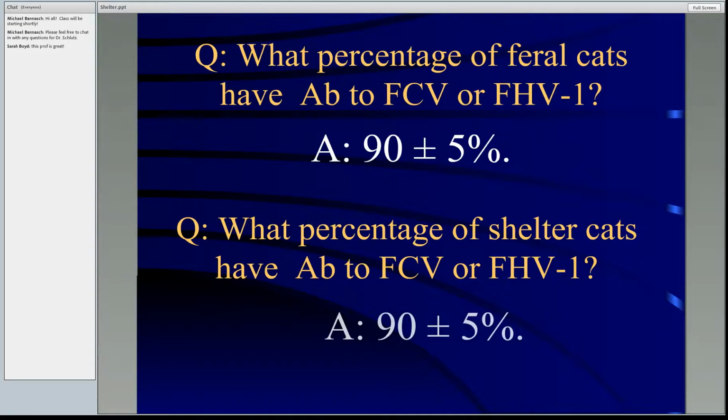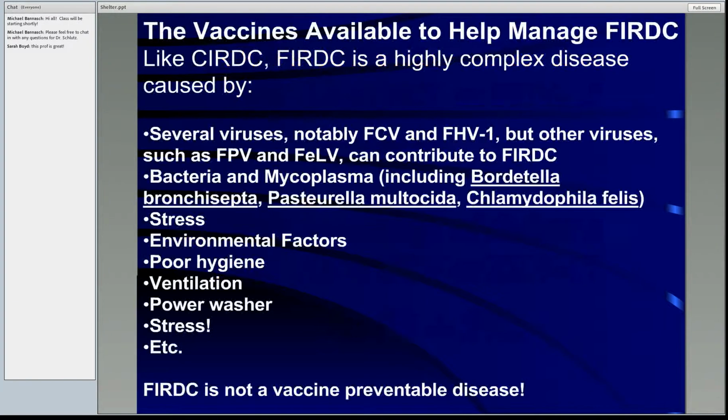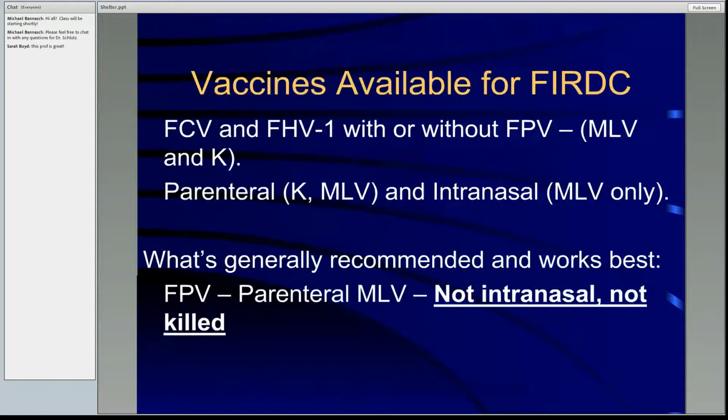So what percentage of shelter cats have antibody to calicivirus? About the same as to herpes. And believe me, they weren't vaccinated. They were able to spread that around. So the vaccines, again, there are multiple vaccines available to help manage FIRDC, but just like with canine infectious respiratory disease complex, there are all those other things that play a key role.